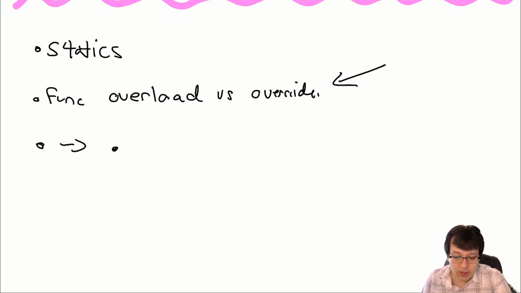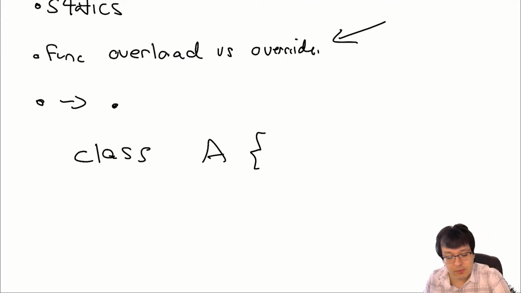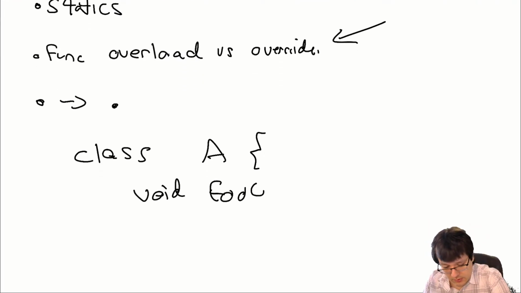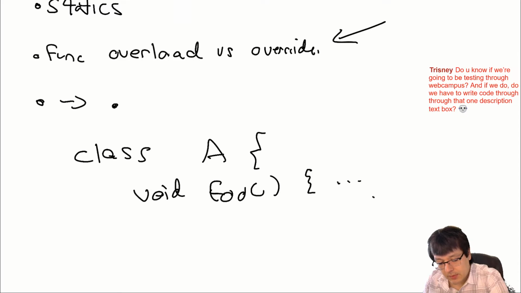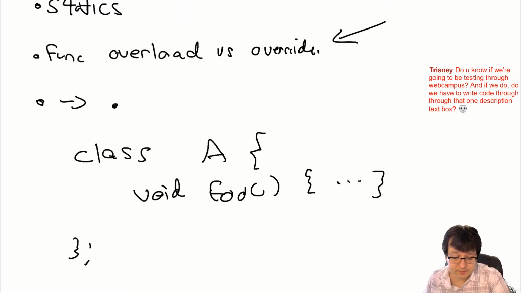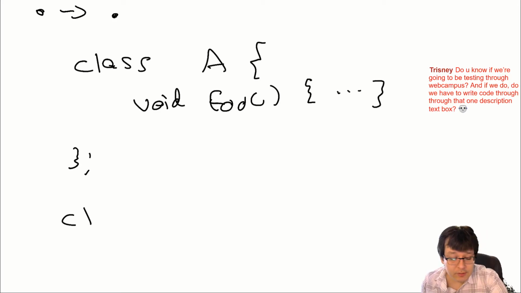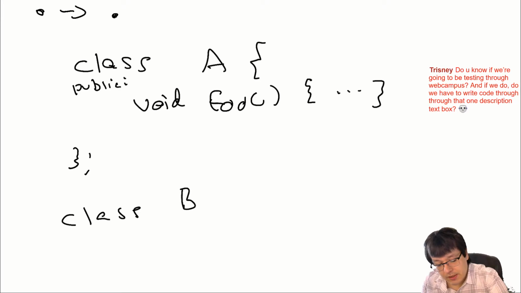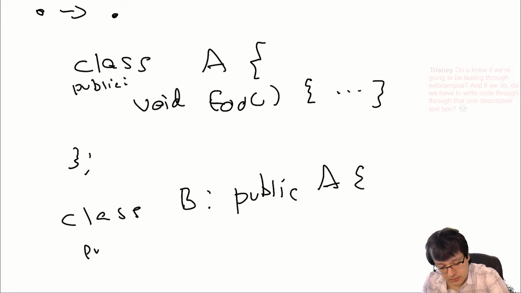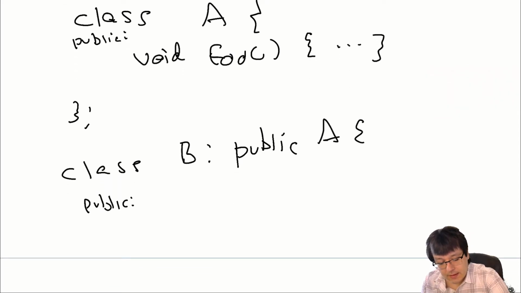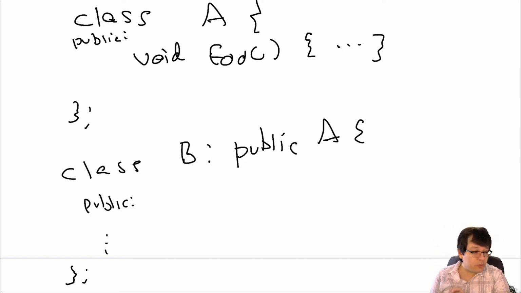So normally, if you have a class A, and in this class we have a function foo, and this function does something. Doesn't matter what it is, but it does something, okay? If we go ahead and make a class B that publicly inherits from A, and let's say we add some other stuff, but nothing with foo, then this is your typical inheritance that you're doing.